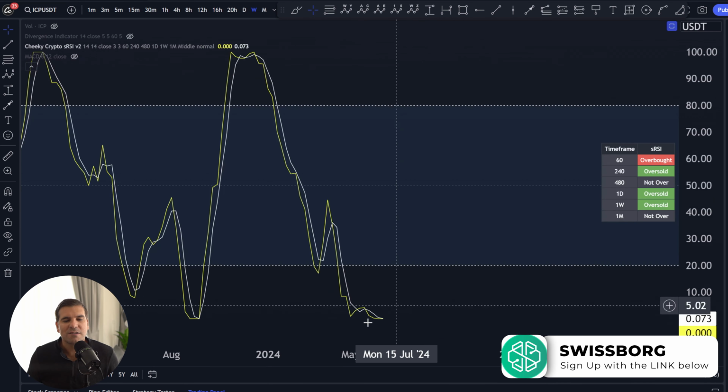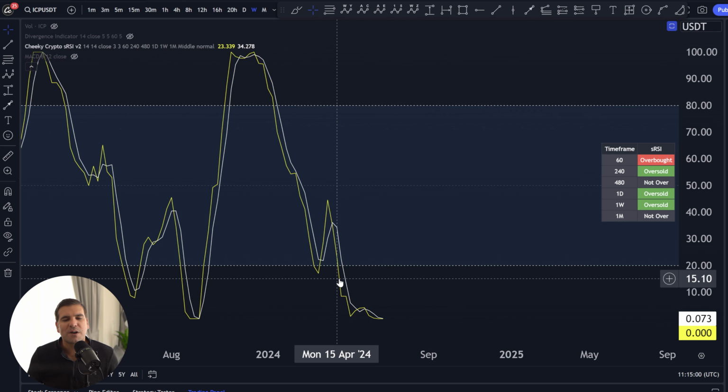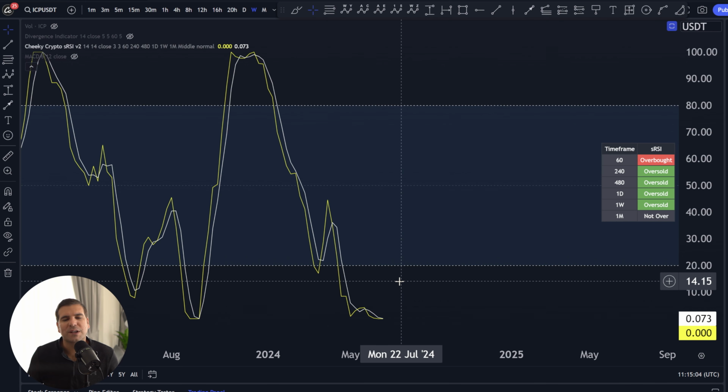From our stochastic RSI also being in this oversold area, it's been down here for quite some time. Pretty much we entered this area in April of 2024 and we remain in that oversold area. Now things are lining up quite nicely across the different timeframes, so it's one to keep a close eye on.